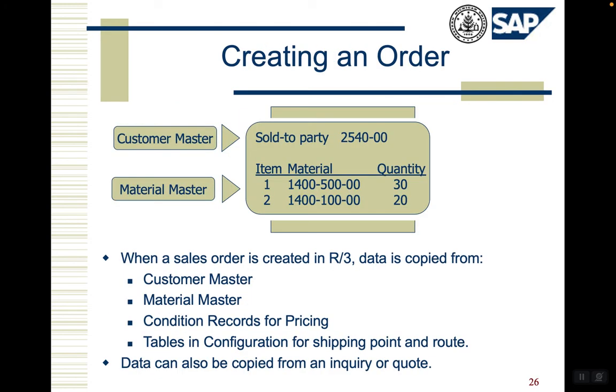When we create an order, what happens in the system is we'll take some information from the customer master. We'll take some data from the material master. We'll take data from the pricing. And we'll also have other information around shipping points and routes and things like that. All of that comes together to create an order.